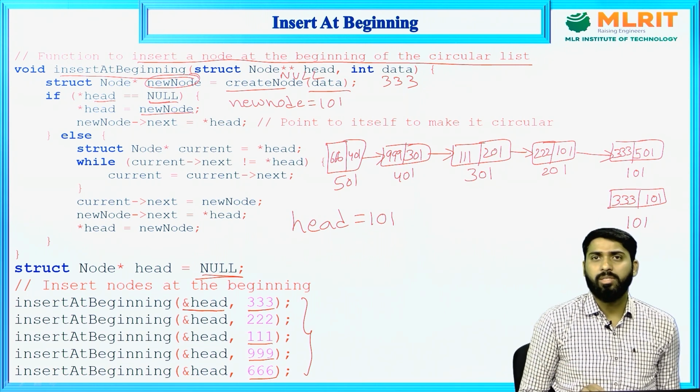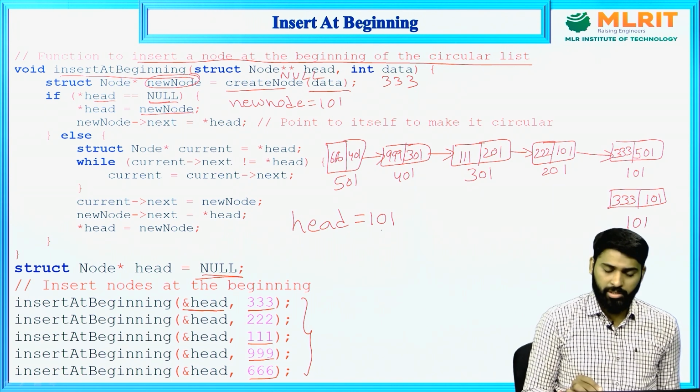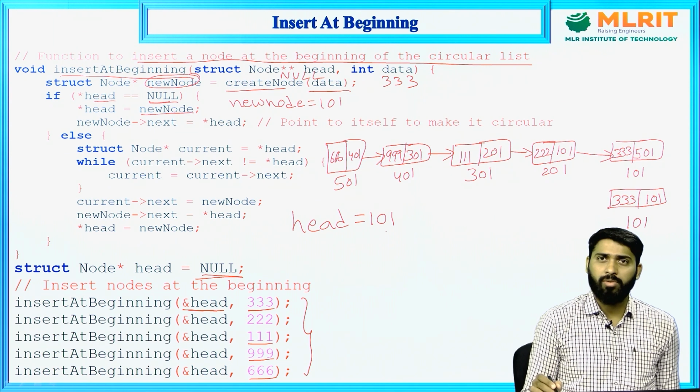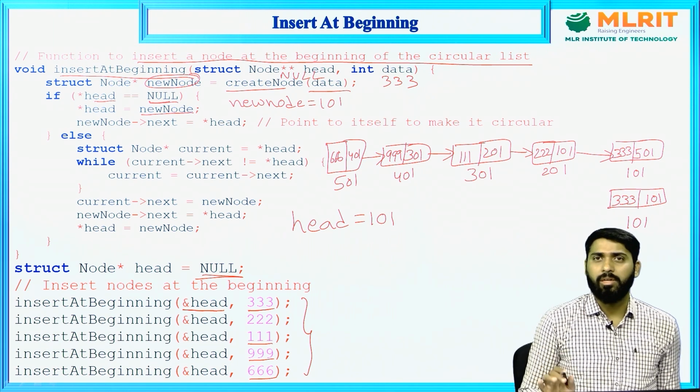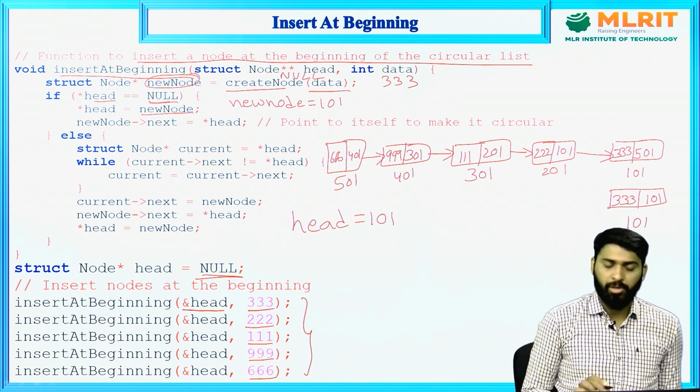So one node is inserted into the circular single linked list. Here the first node is 101, and the last node is also 101. So the last node's next indicates the first node address. So it is a circular single linked list. Okay, so next one, 222.